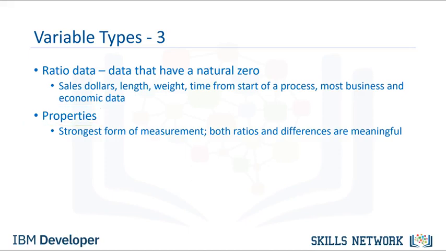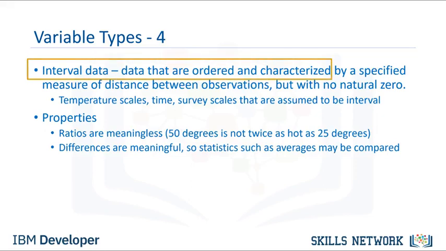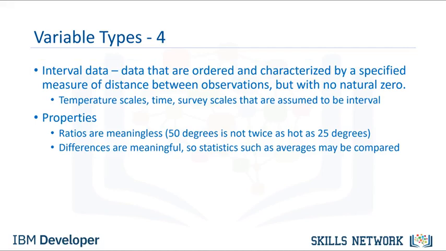And another type of variable is interval data or interval variables that are ordered and characterized by a specific measure of distance between observations, and it may not have a natural zero. So temperature is a good example. When you say that it's 0 degrees Celsius, it does not mean that there is no temperature. It's freezing, but it is measuring something that exists. So ratios are also meaningless. So for example, if someone would say, well, the temperature in some African countries is 50 degrees compared to somewhere tropical where it was 25 degrees, it doesn't mean that the temperature in the African desert is twice as hot as it is in the tropics, but we can say that there's a difference of 25 degrees between the two places.